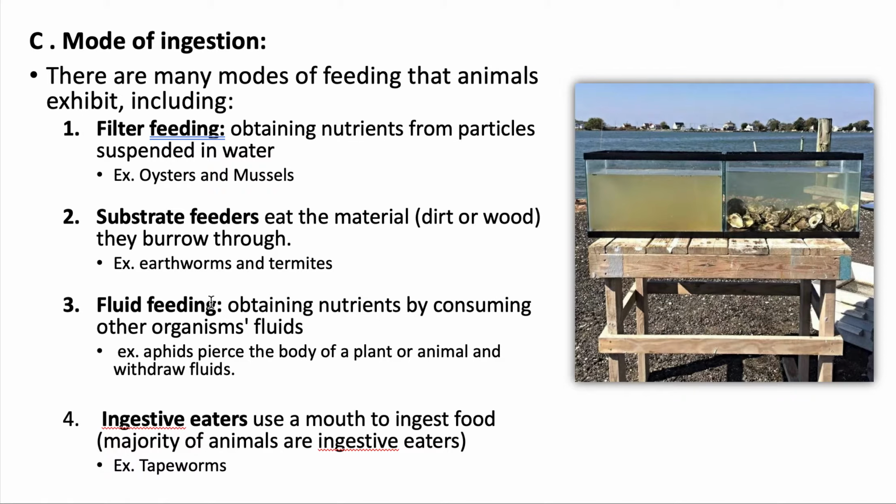Then we have fluid feeding, which are going to obtain nutrients by consuming other organisms' fluids. So like aphids pierce the body of a plant or animal and withdraw fluids from it. So kind of gross. And then there's going to be ingestive eaters, which use a mouth to ingest food, which is going to be a majority of animals. So like tapeworms are going to do this, and mammals are going to do this as well. So these are just, again, a few different ways animals can feed.